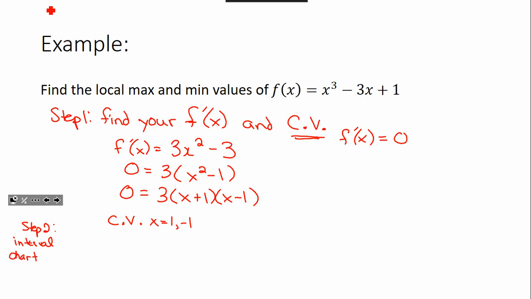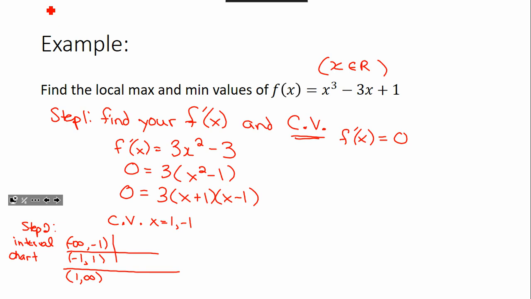There are no restrictions on this domain, so I'll mention that it's all real numbers. And so we're going to go from negative infinity to negative 1, negative 1 to 1, and then 1 to infinity. And we're just going to check what's happening.